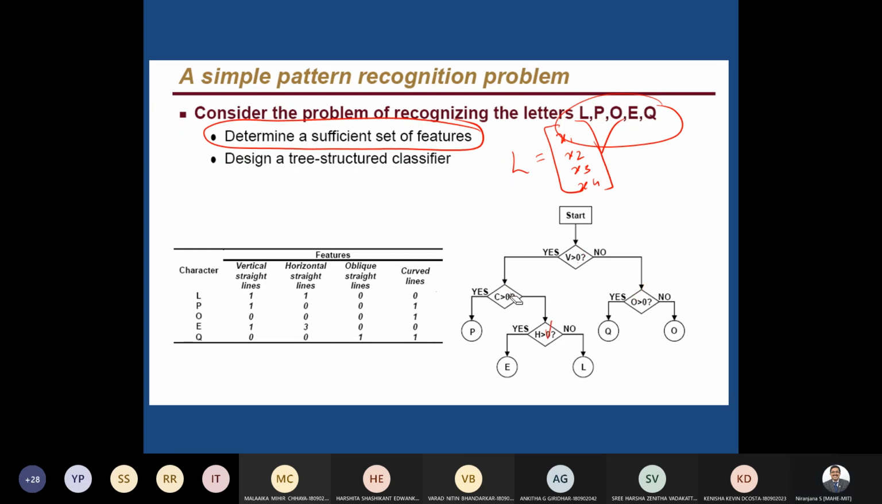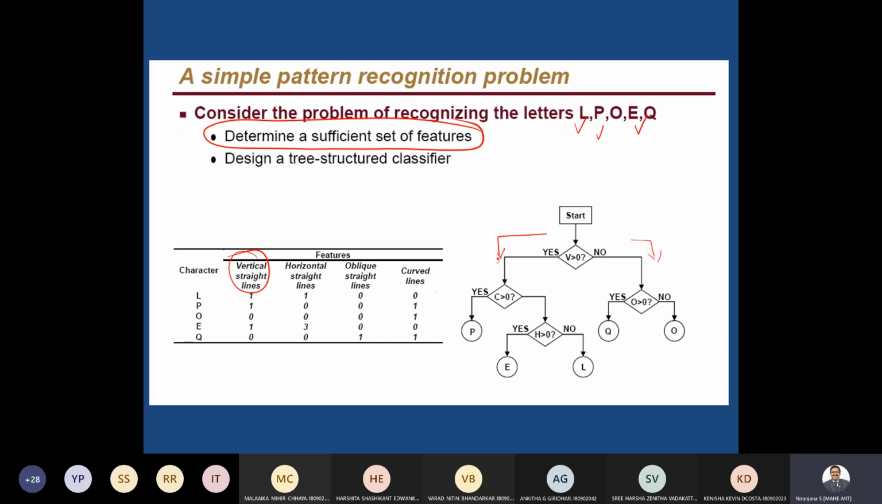systematically, I think you understood what we are trying to do here. First you adopt vertical: is there a vertical line or not? Yes, if there is a vertical line, then all these characters will come under that group, L, P, E. Under the no group, the other two characters will come.